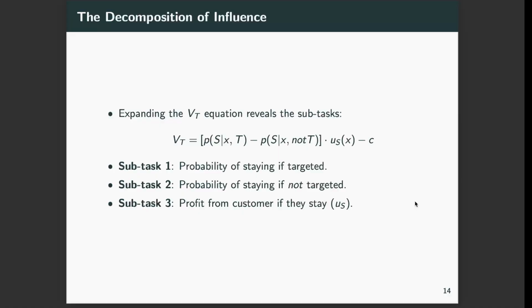So the three subtasks of Level 3 analytical engineering are: first, estimate the probability of staying if targeted, which requires data on customers who received an offer. Second, estimate the probability of staying if not targeted, which requires data on customers who did not receive an offer. And third, estimate the customer value if they stay, which comes from financial records. Once we have all three of these subtasks solved, the V_T formula recomposes them into a single targeting decision. Target a customer if and only if their V_T is positive. This is precise, this is principled, and this is aligned with the true business objective.